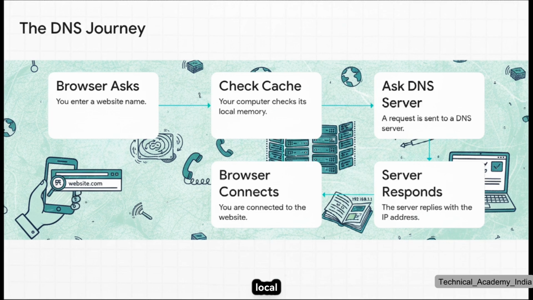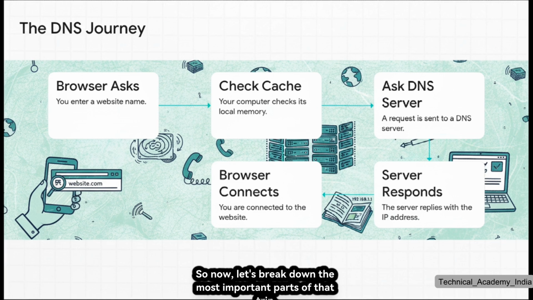Its first stop is to check something called the cache. That's just your computer's local memory. If the address isn't in there, then your computer has to go ask a special DNS server out on the internet. That server finds the right IP address and sends it back. And finally, your browser can connect. So now, let's break down the most important parts of that trip.